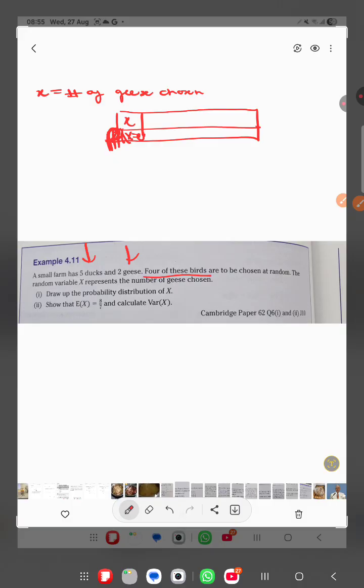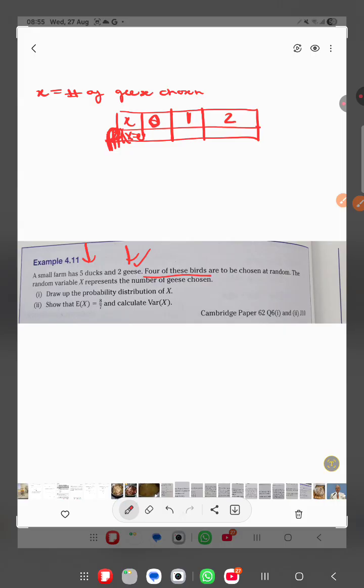Probability comes at the bottom. So out of 4 birds chosen, how many geese can I have? Let's think that through. You got 2 geese, and 4 birds are chosen. So you could have 0 geese. I think that's probable. You could have 1 goose, and you can have 2. You can't have more than that. Even if you choose 4 birds, you can only have a maximum of 2. 0, 1, or 2. Obviously, right?